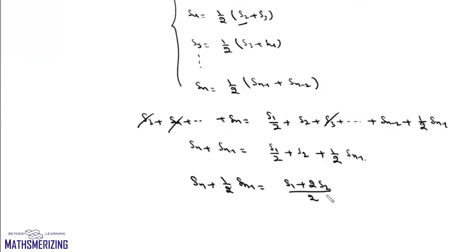Now since the sequence is convergent and it converges to L, so this is L and this is L, we can write 3L by 2 will be equal to (S1 plus 2S2) by 2. Now this 2 and 2 will cancel. So this sequence will converge to (S1 plus 2S2) by 3. And that is the answer to this question.